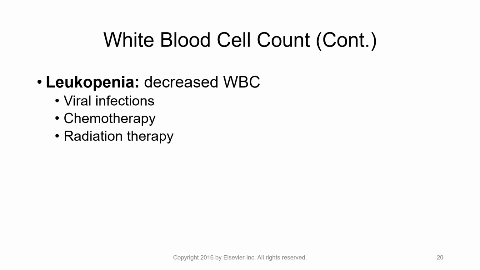Leukopenia. It's a decrease in white blood cells. Penia means a decreased level of something. Viral infections, chemotherapy, radiation therapy. So, treatments, therapies that would suppress the immune system. We worry about decreases in white cells.